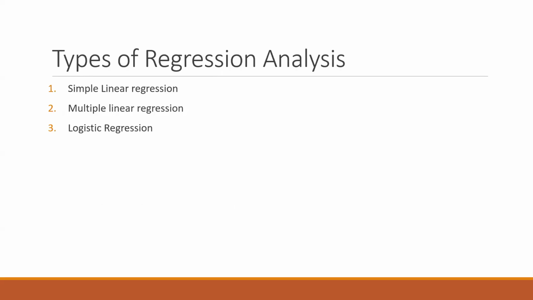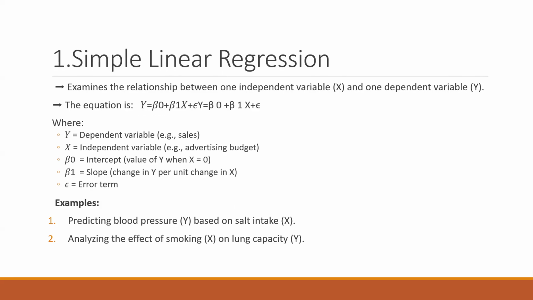There are many types of regression analysis, but these are the three main types which we'll be discussing today: simple linear regression, multiple linear regression, and logistic regression. First is the simple linear regression. It examines the relationship between one independent variable on the x-axis and one dependent variable on the y-axis. So there are only two variables, one on the x-axis and one on the y-axis.